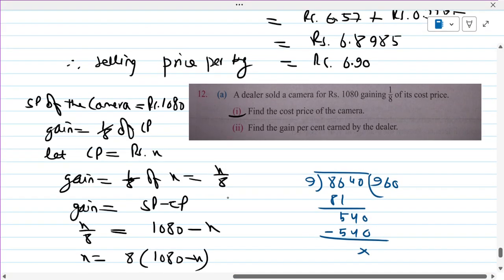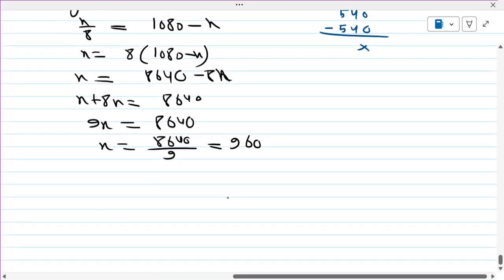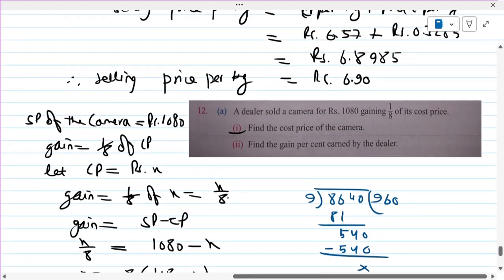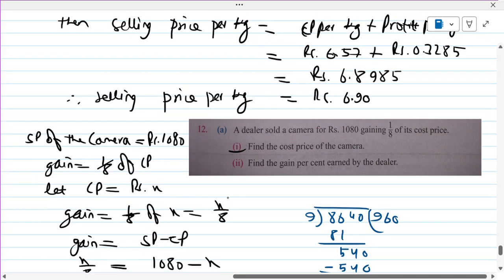Cost price of the camera is 960. Therefore, cost price of the camera is 960. And once we find the cost price, the first case is done. Now the second case: in the second part, they said to find the gain percent earned by the dealer.